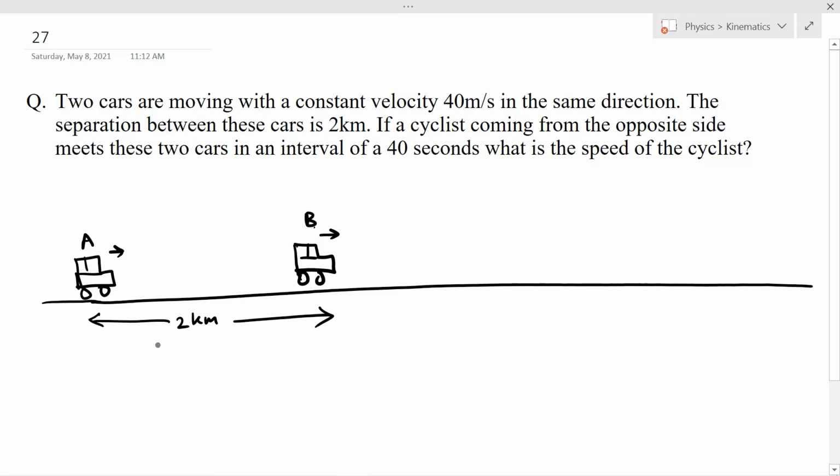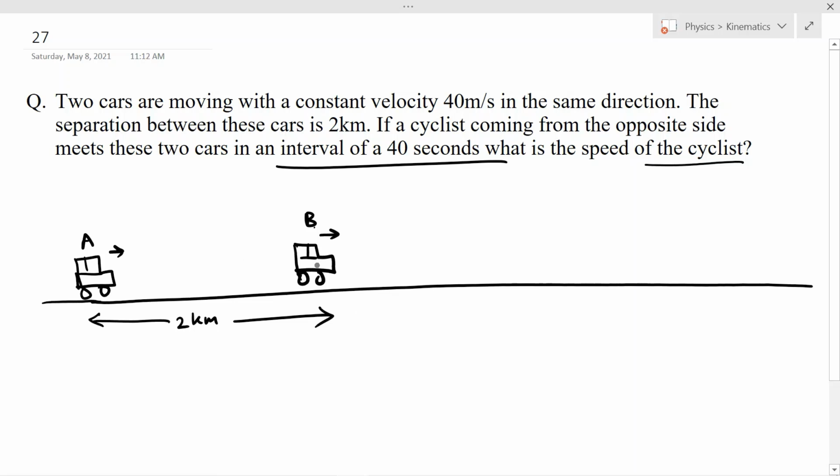Now a cyclist coming from the opposite side meets these two cars in an interval of 40 seconds. So what does that mean? He meets this car B first and after 40 seconds he meets this car A. But he is not stationary, he is moving with certain speed. And that speed we have to calculate. So let's do this.